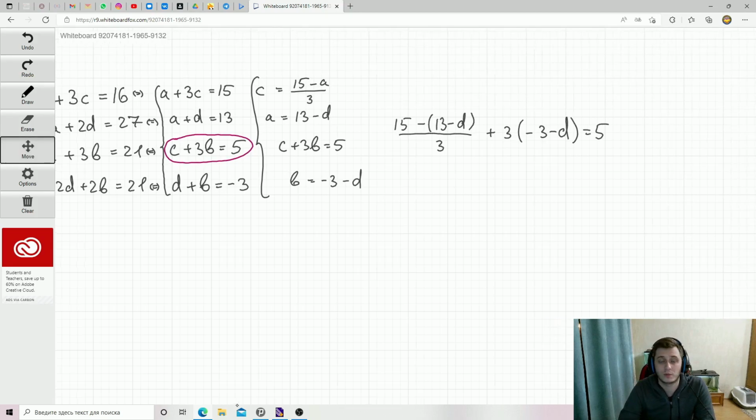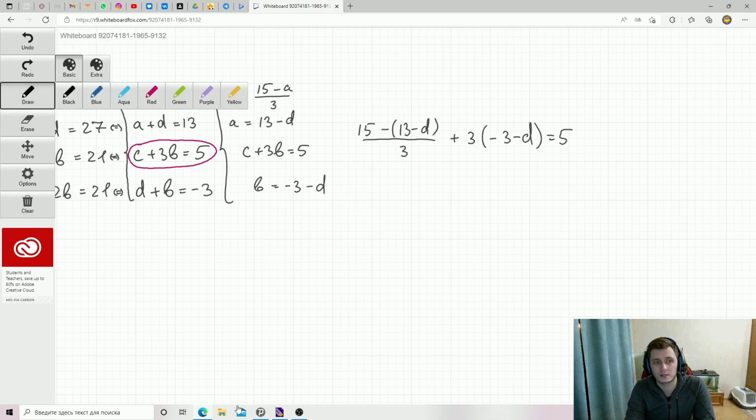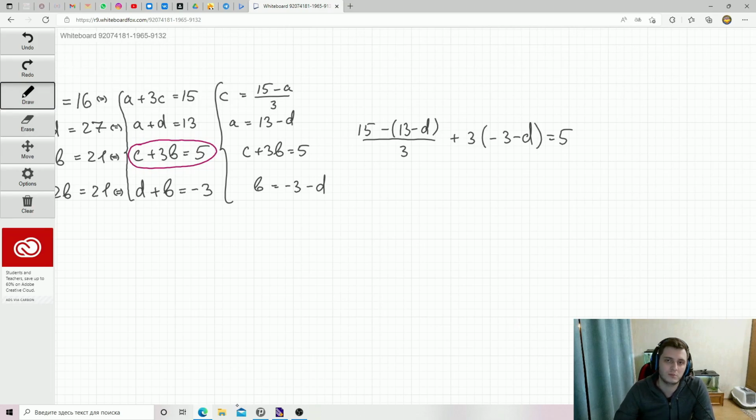And we get one equation with one unknown, which means we will definitely be able to find the variable d, and already with the help of it all the other variables. Well, let's quickly multiply everything by 3 and perform the conversion. Obviously the 3 will leave us from the denominator in the first fraction. 15 minus 13 is 2, and minus by minus will give a plus, that is, 2 plus d.